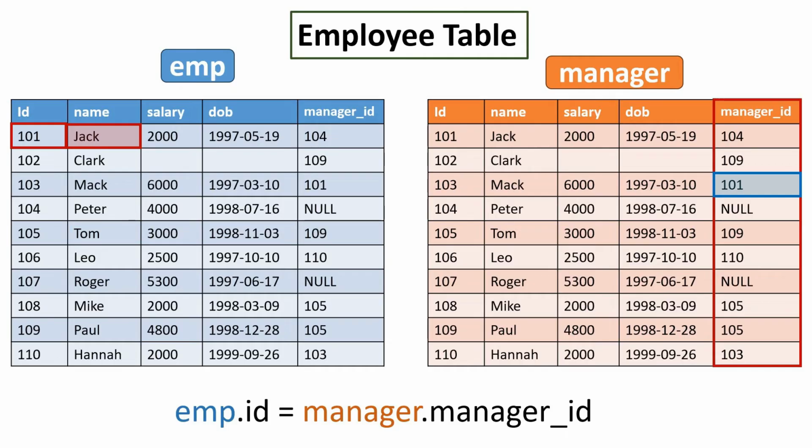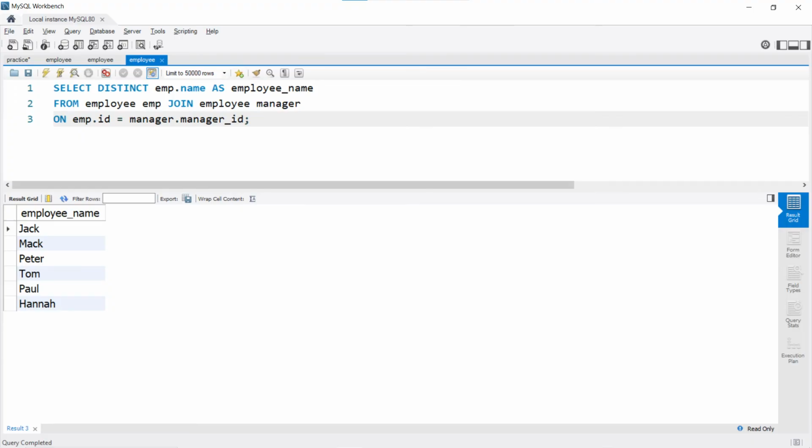So now let's take one more example of ID 106 from the EMP table. As you can see in the manager ID column of the manager table, we don't have the value 106. That's why we don't have the name Leo in the output. So in this way it will check each employee ID against the manager ID column, and as a result we will get all the names of the employees who are also managers. So this is how self join works.